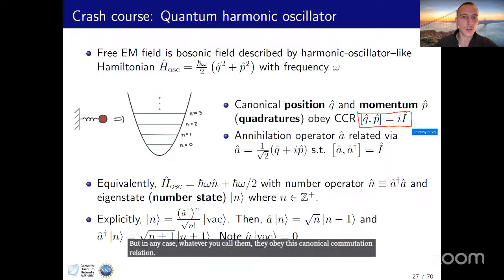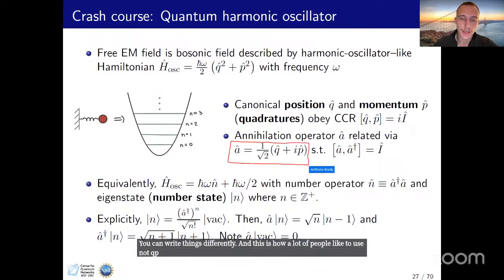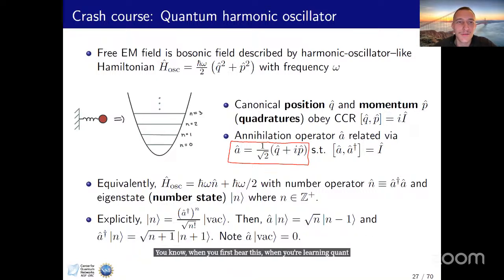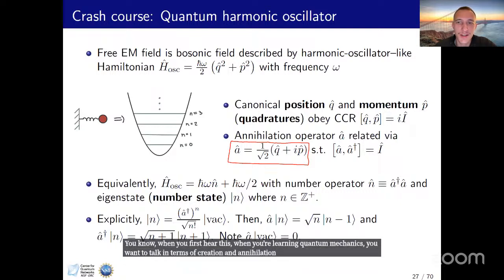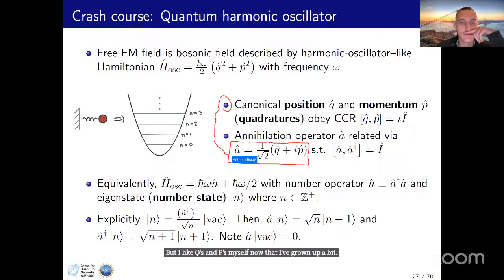So we have some quote unquote bosonic field or bosonic mode, or some quantum harmonic oscillator, described by these operators Q and P, which satisfy this canonical commutation relation. You can write things differently. A lot of people like to use not Q and P, but A and A dagger, where A is the annihilation operator and A dagger is the creation operator. When you first learn quantum mechanics, you want to talk in terms of creation and annihilation operators because it sounds cool. But I like Q's and P's myself now that I've grown up a bit. But you can write everything in terms of annihilation and creation operators.